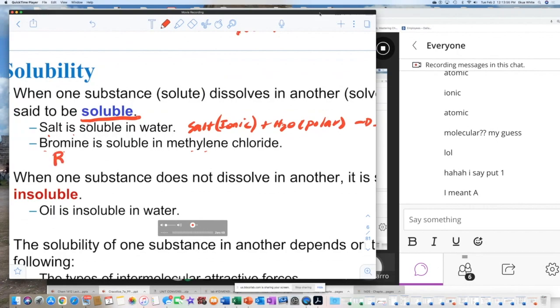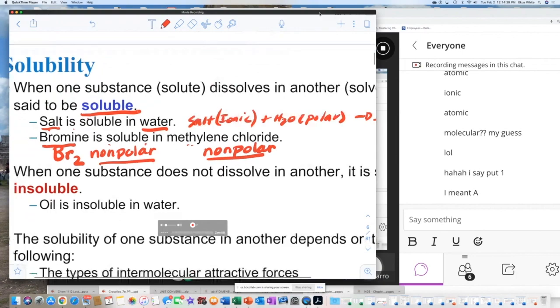They're showing us bromine. Remember, bromine is a Brinkerhoff. Bromine is soluble in methylene chloride. Now, you probably don't know the chemical formula for that, but it's CH3Cl, right? Now, with this right here, for the most part, the methylene chloride here, since bromine is going to be nonpolar, then you can conclude this one right here is also nonpolar because bromine is nonpolar. So they give you an example here of ionic and polar, and then nonpolar and nonpolar.